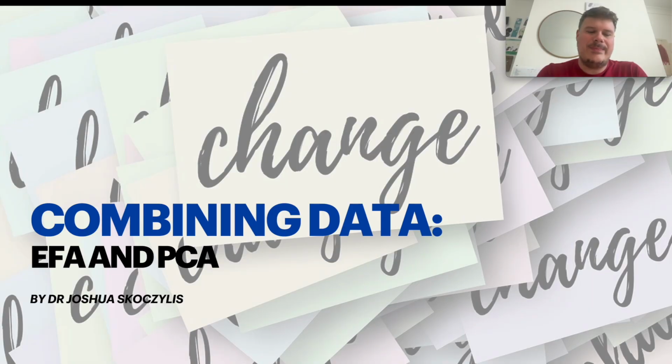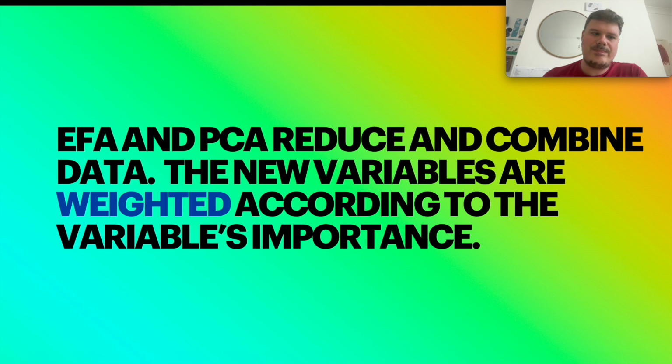Video on combining data. In this video in particular, we're going to focus on exploratory factor analysis and principal component analysis. EFAs and PCAs, as they are called colloquially, reduce and/or combine data. Unlike the sum and the mean score that you've used before, these methods weight data on variables according to the variable's importance. So the final variable you get, or variables, indicate and are more representative of the underlying data.